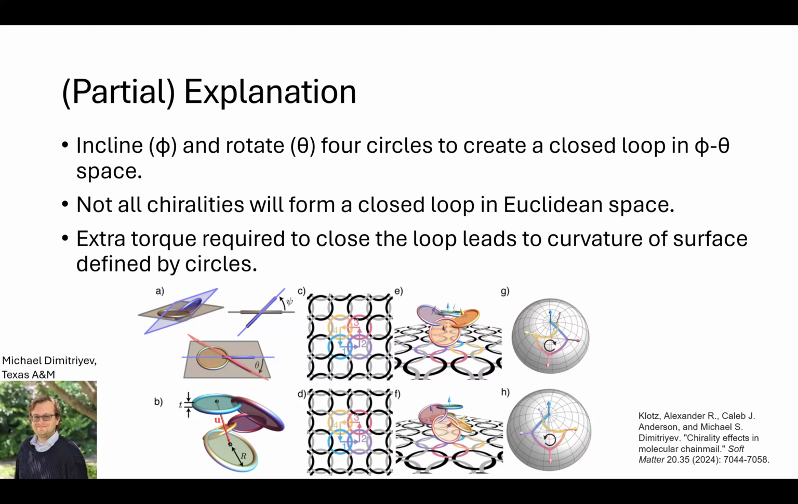so this is the thing that mathematicians might find most interesting about this, and also the part that I understand the least. But I'll give a basic summary of his argument, which is that you place 4 circles in a square lattice, and you look at how you need to either twist and bend or incline and rotate, however you want to describe it, to make a closed loop in the space defined by those 2 angles. And when you close the loop in theta-phi space, you can, in some cases, have a gap in Euclidean space. So there's a certain degree of non-closure caused by creating this loop in theta-phi space.